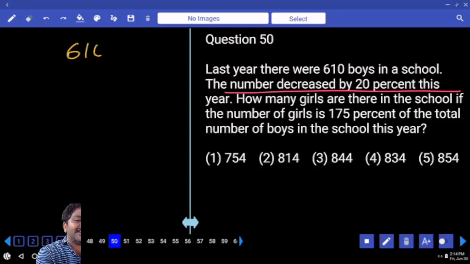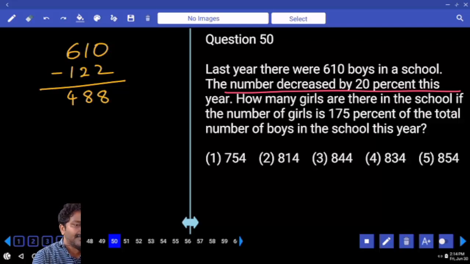So when there are 610 boys, their value will decrease by 20%. How much is that? 122, right? So it becomes 488. These are boys at present, correct?